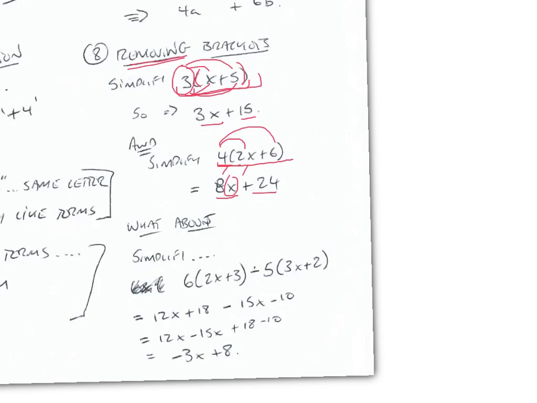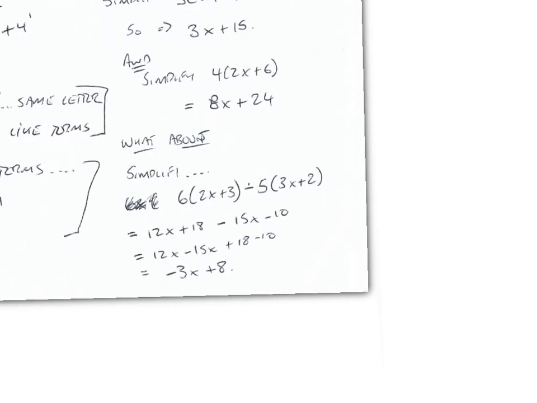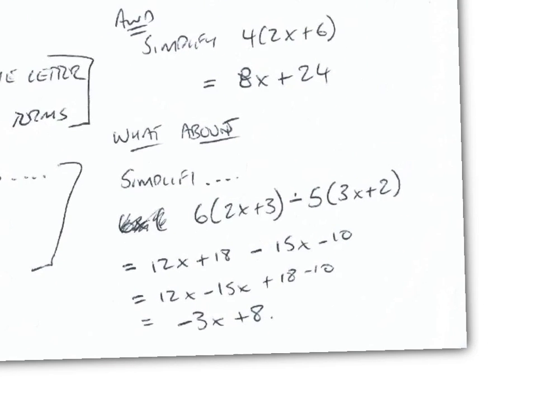And these can get a bit more complicated in that we might be asked to simplify something a bit longer, like this one, where we have 6 by 2x is 12x, plus 6 by 3 is 18. And then we've minus 5 by plus 3x is minus 15x. And we've minus 5 by plus 2. Well, the minus by the plus gives minus, and the 5 by 2 gives 10.